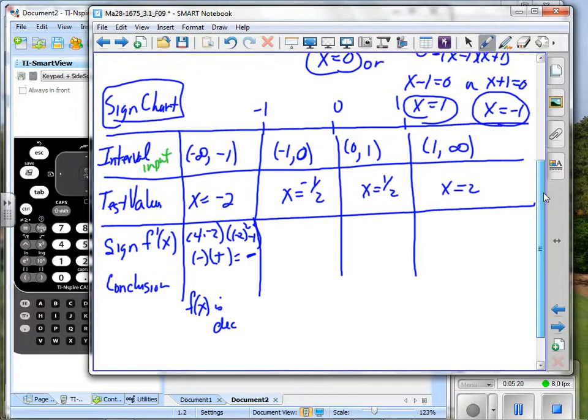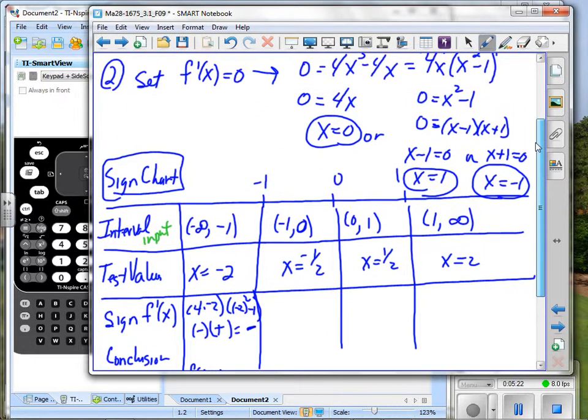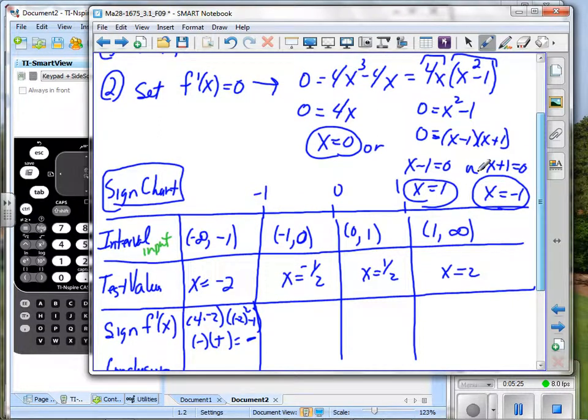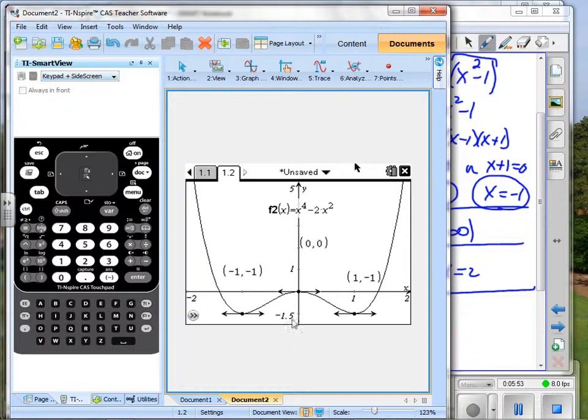So I'm going to go up here now, and there are my factors. I'm going to use the factors again with negative 1/2. So 4 times negative 1/2, positive or negative? Negative. Negative 1/2 squared minus 1: negative. Are you pleased? A negative times a negative is positive. Is that what we see over here? Yes. Okay, so we can choose any value we want.